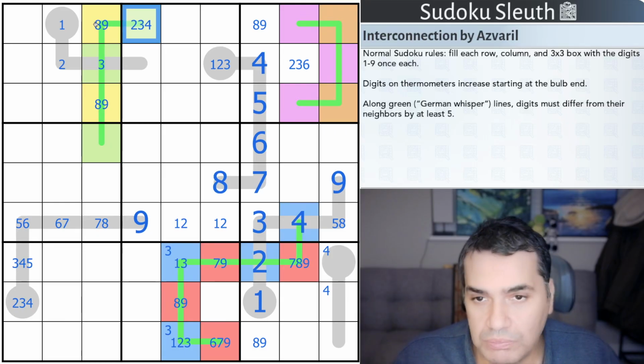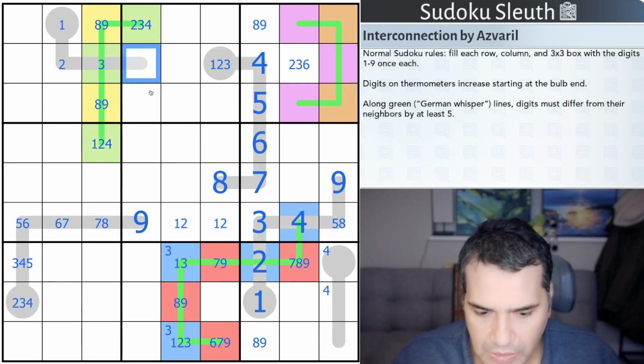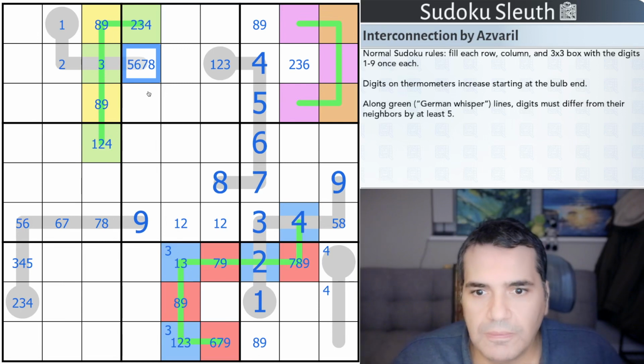Interesting. So option, and this is a low digit, that is not 3, but 1, 2, or 4. Yeah, I'm not liking these options, but, and this cell here, which can't be 9 or 4, is 5, 6, 7, 8. Okay.